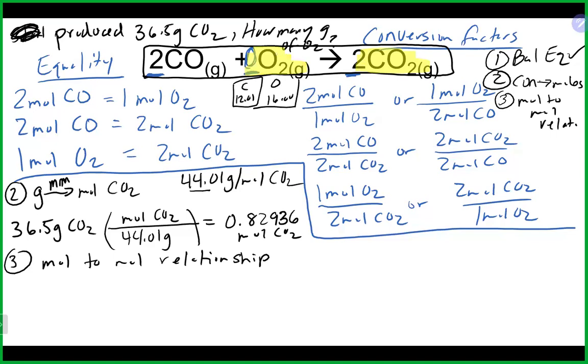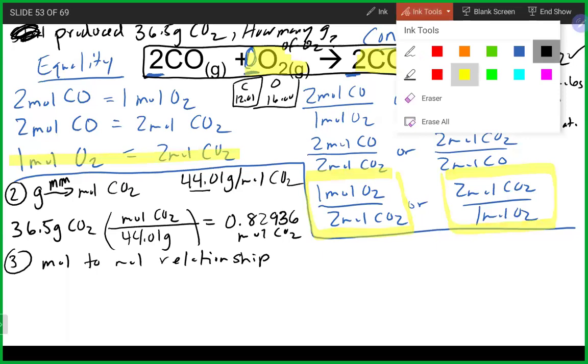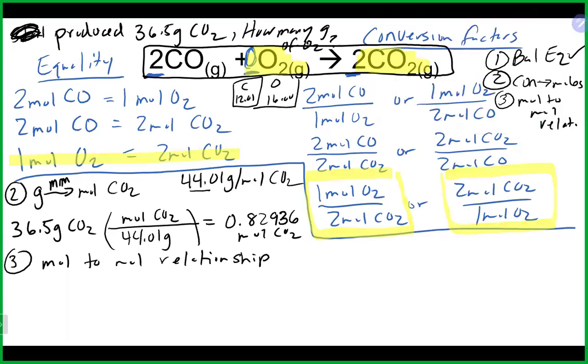Now, we already did that relationship, right? And we saw from the equation that for every 1 mole of O2, you produce 2 moles of CO2. Again, that comes from just the coefficients in the equation. That gave us an option of 2 conversion factors, this conversion factor and this conversion factor, right? So now we're not going to overcomplicate it.